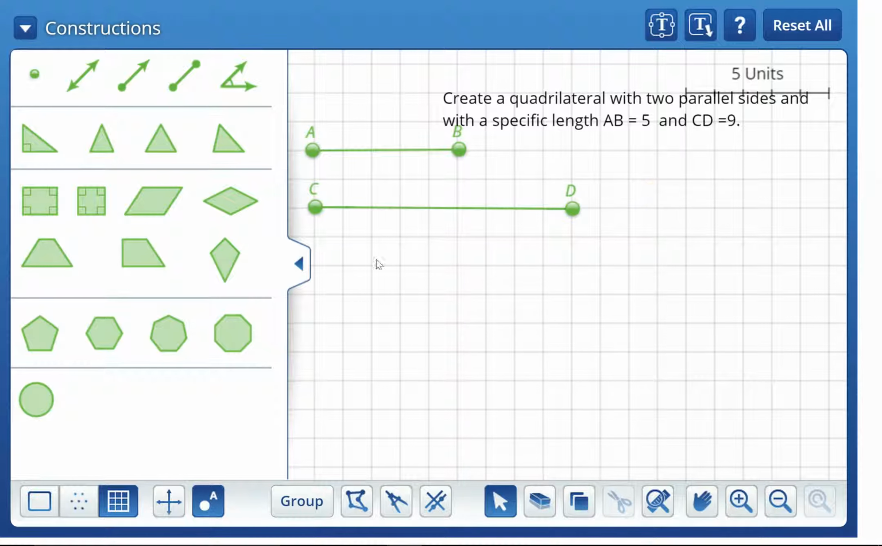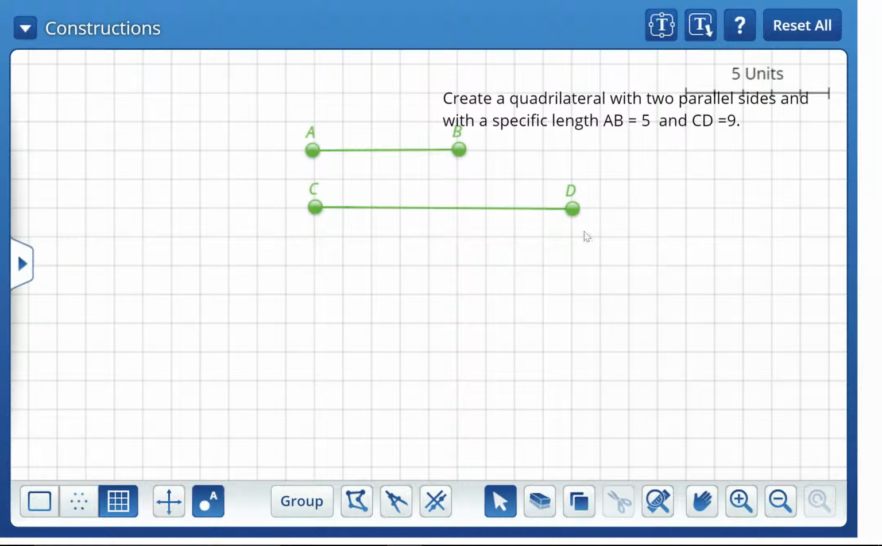Now I need to create this quadrilateral, okay, and my only two conditions are that they have a specific length, and that those two segments are parallel. The other thing that I'm going to do is make it slanted.